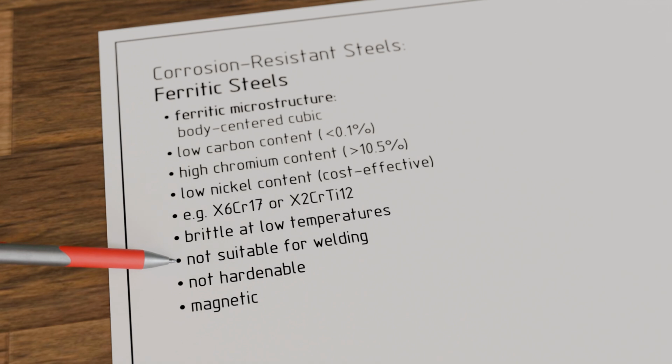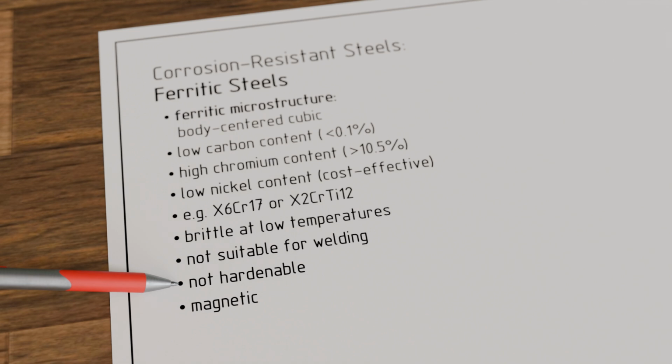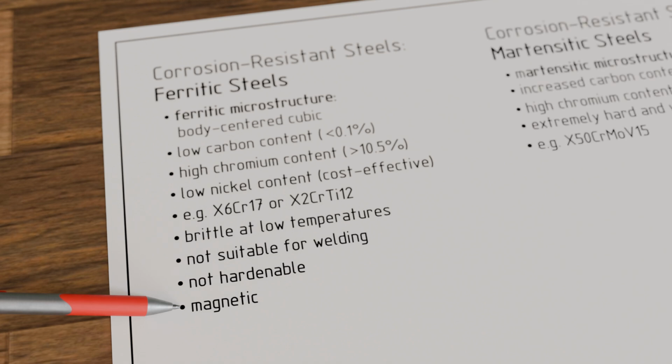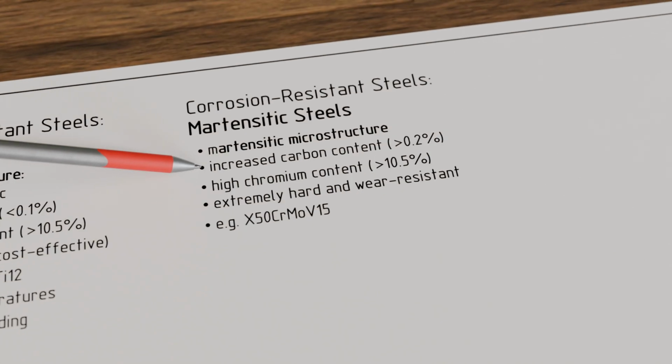Ferritic steels are not hardenable due to their low carbon content and the absence of a lattice transformation caused by the high chromium content. However, the ferritic microstructure makes the steel magnetic, in contrast to the austenitic steels, which will be discussed in more detail later. If the carbon content of corrosion-resistant chromium steels is increased to above 0.2%, the lattice transformation necessary for hardening reoccurs in the steel. After hardening, a very hard martensitic microstructure is formed.